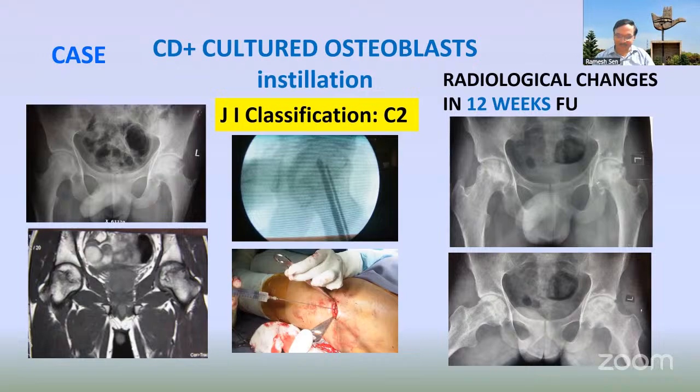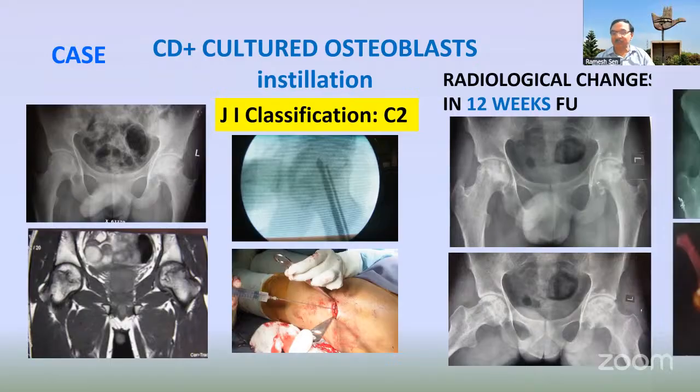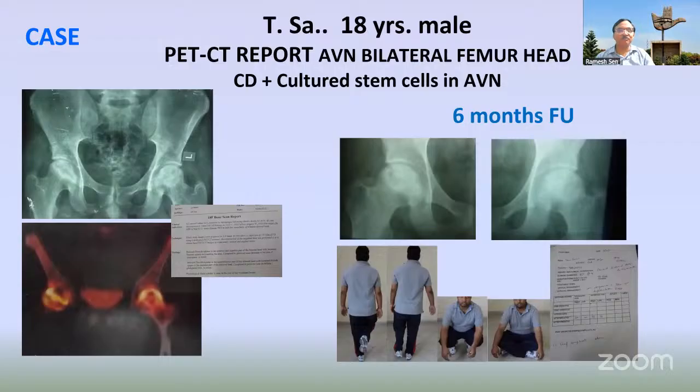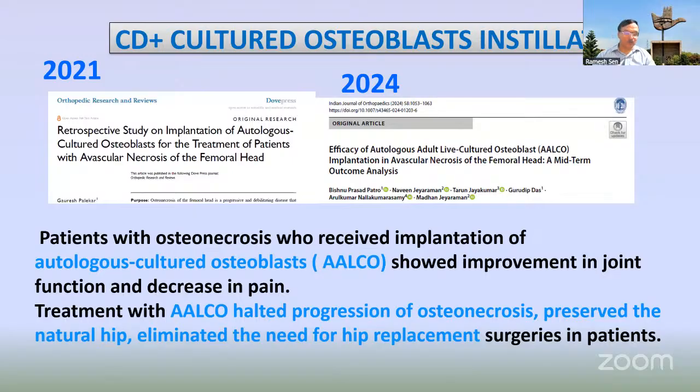What was special in these cases? You can see these x-rays at 12 weeks and see within 6 months how beautifully the changes have occurred in the hip. The patient's outcome was much, much better, very fast as compared to BMAC. So definitely this is good. Now this is available in the market, and there are these two studies which are published. Incidentally, both are from our colleagues only, and Dr. Vishnu is here. These studies have said that autologous cultured osteoblasts are likely to be good in this kind of natural hip, and they can eliminate the need for hip replacement.